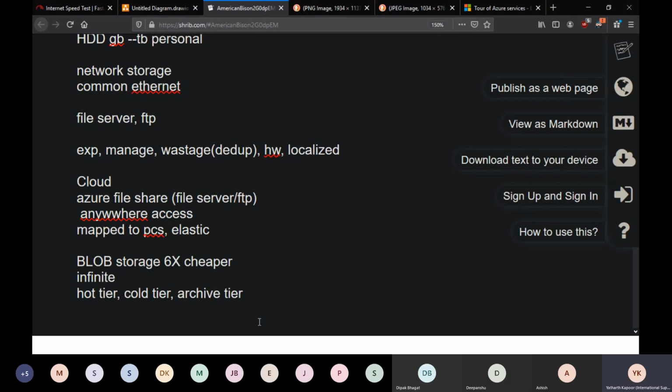Some people who have used AWS or heard of AWS may have heard of Glacier storage. Glacier storage is a combination of this hot tier and archive tier. Anyway, we don't have to get into that.